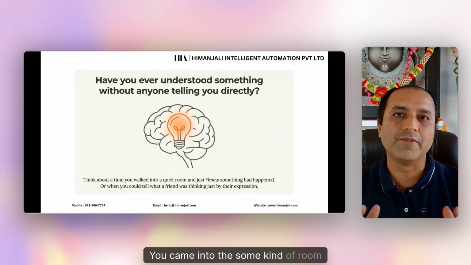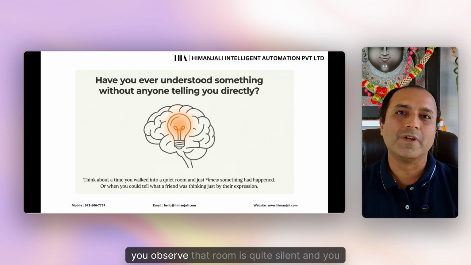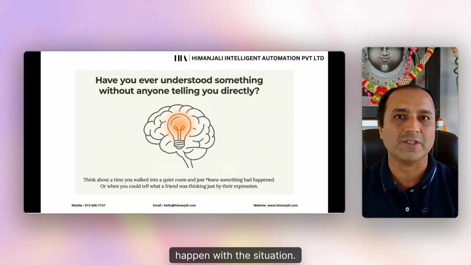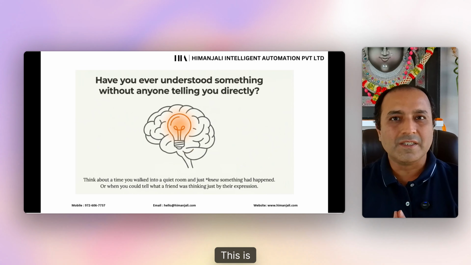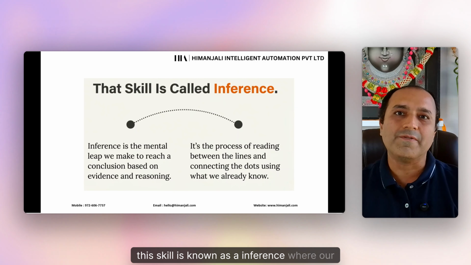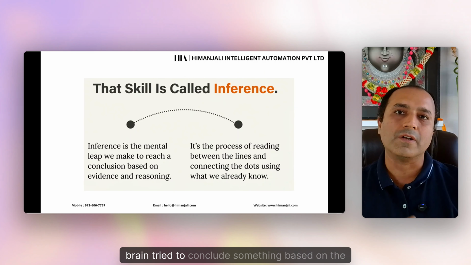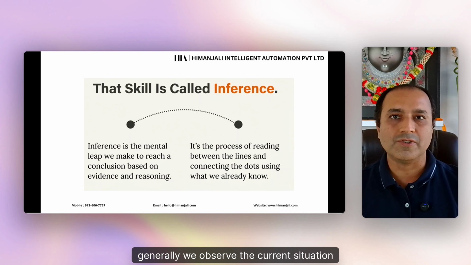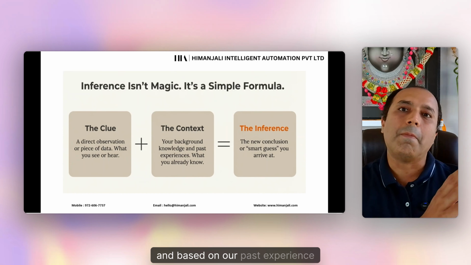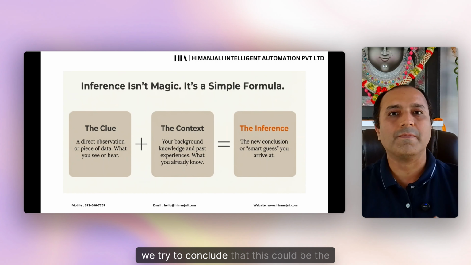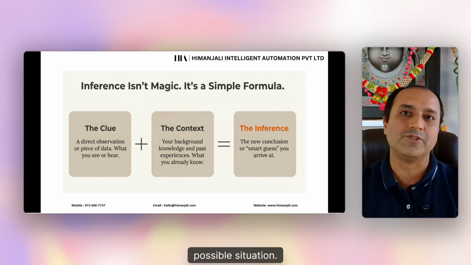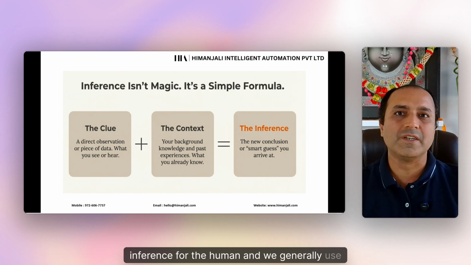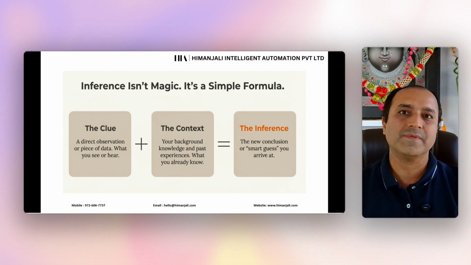You came into some kind of room where you observe that the room is quite silent, and you suddenly realize there must be something wrong with the situation. This skill is known as inference, where our brain tries to conclude something based on observation. Generally, we observe the current situation and, based on our past experience, we conclude that this could be the possible situation. This is known as inference for humans, and we generally use it on a daily basis.